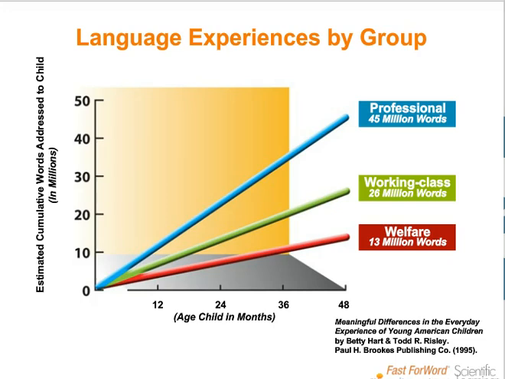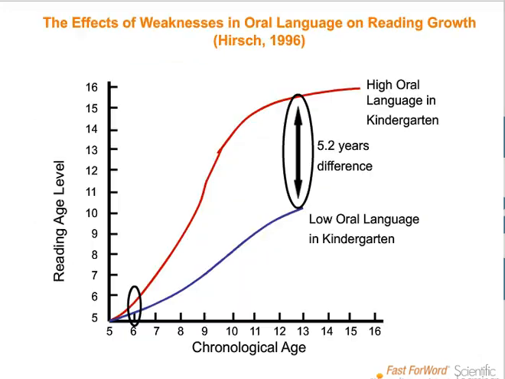Now, the problem with that is that the brain is an experience-dependent organ. And so if the child is coming into school with fewer experiences with language, then their language skills obviously are affected, their oral language skills. And we know that research by Hirsch that you see in this slide showed that when children enter kindergarten with low oral language skills, the gap widens.